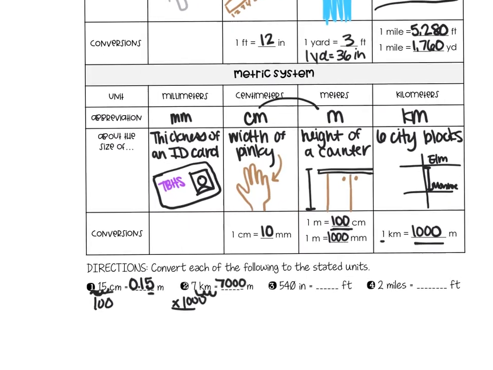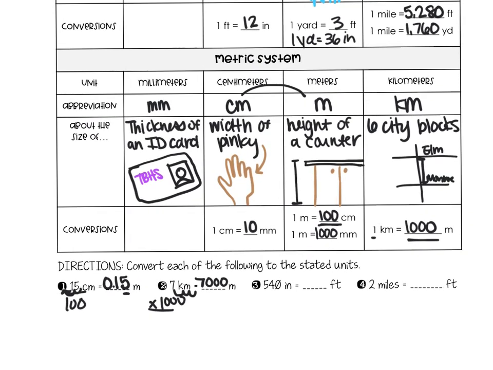Okay, inches to feet. If we look up here, 1 foot is 12 inches. So I know there are fewer feet than inches, so I want to take 540 and divide by 12. So 45 feet.